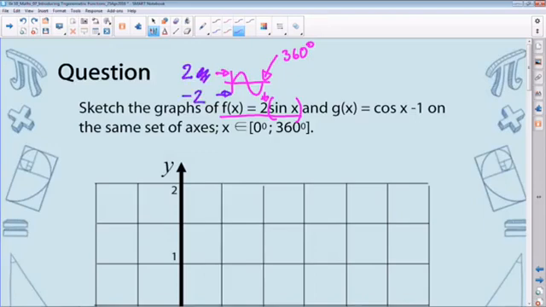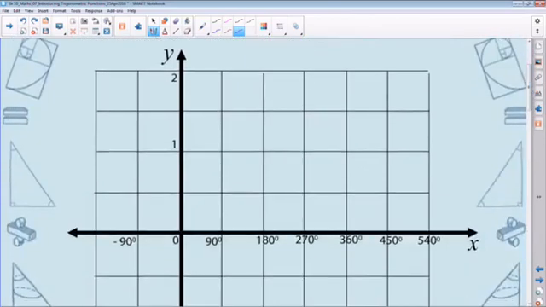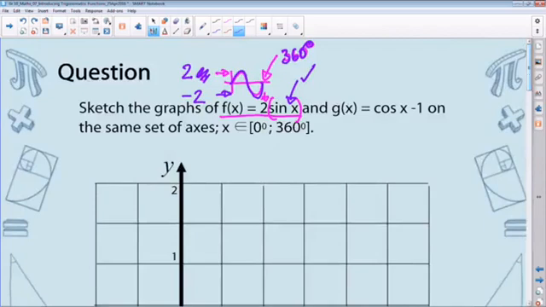Is the period still the same? Yes, it is. So it's still going to be 360 degrees. It's still going to go up first and then down. So other than that, we're fine. So I'm going to start by drawing the sine function in. And they want us to only draw for a domain between 0 and 360 degrees.